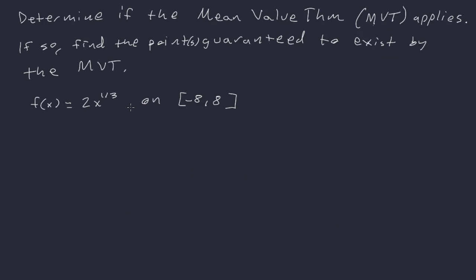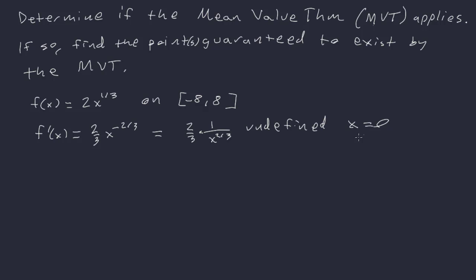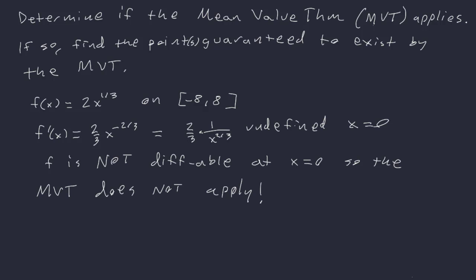All right, let's look at a different function. Let's say f of x is equal to 2x to the 1/3 on negative 8 to 8, and we want to know if the mean value theorem applies, and then find the points guaranteed to exist. Now, x to the 1/3 is continuous on this interval because we have an odd denominator for our power here, but I'm not convinced it's differentiable. In fact, if I take the derivative, you'll get 2 thirds x to the negative 2 thirds, which is 2 thirds times 1 over x to the 2 thirds, and this is undefined when x is equal to 0. So f is not differentiable at 0, which is in this interval, so the mean value theorem is not going to apply. So we can move on. That's all there is to it.